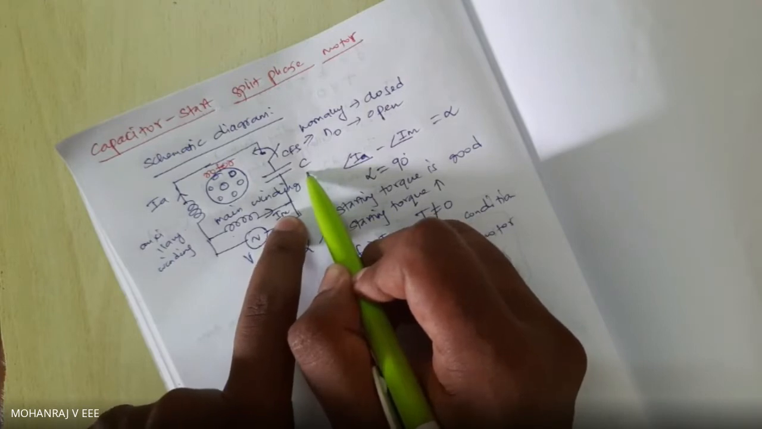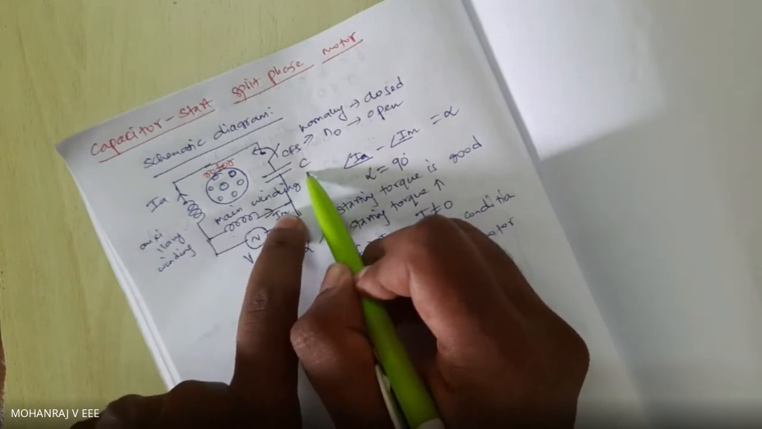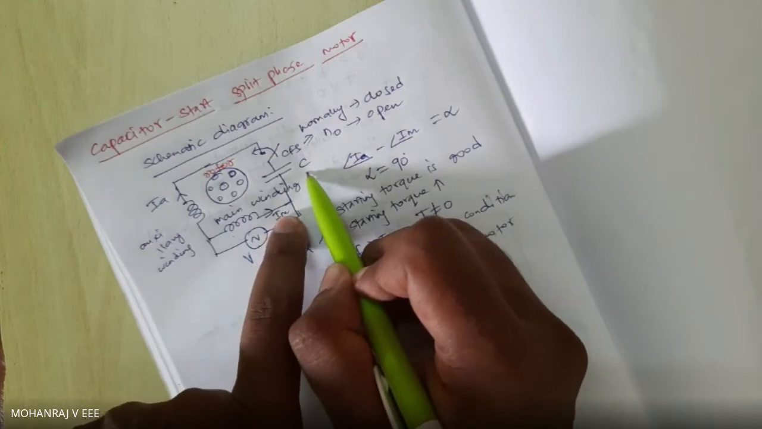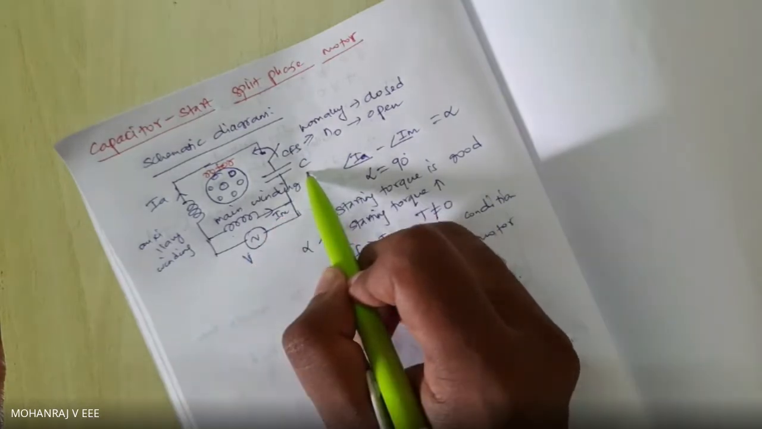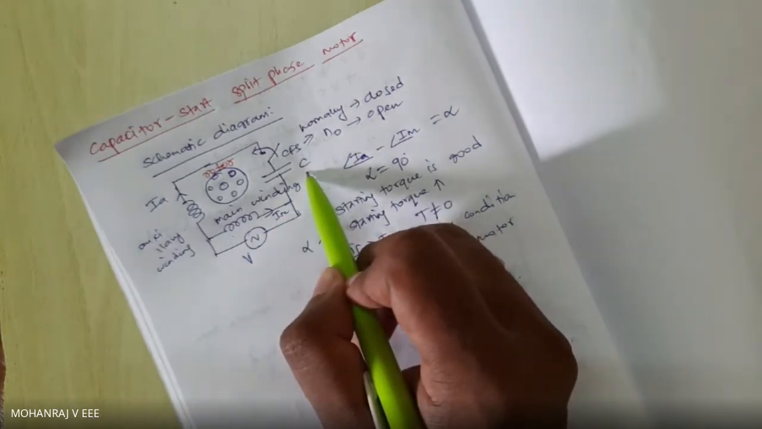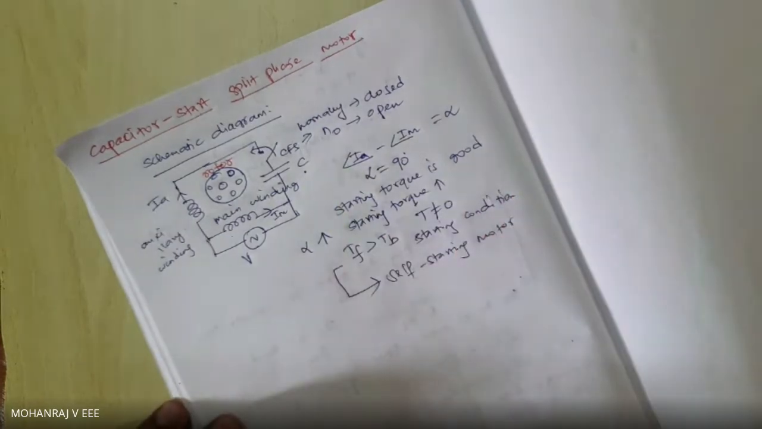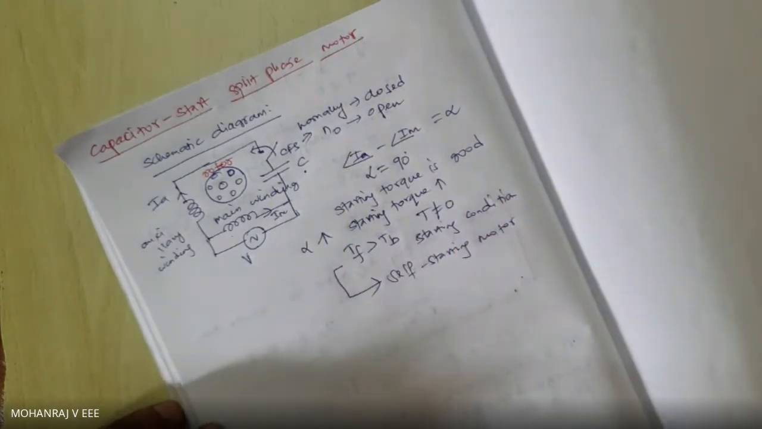So TF becomes greater than TB. T is not equal to 0 during the starting condition. So my motor starts by itself with a good amount of starting torque.